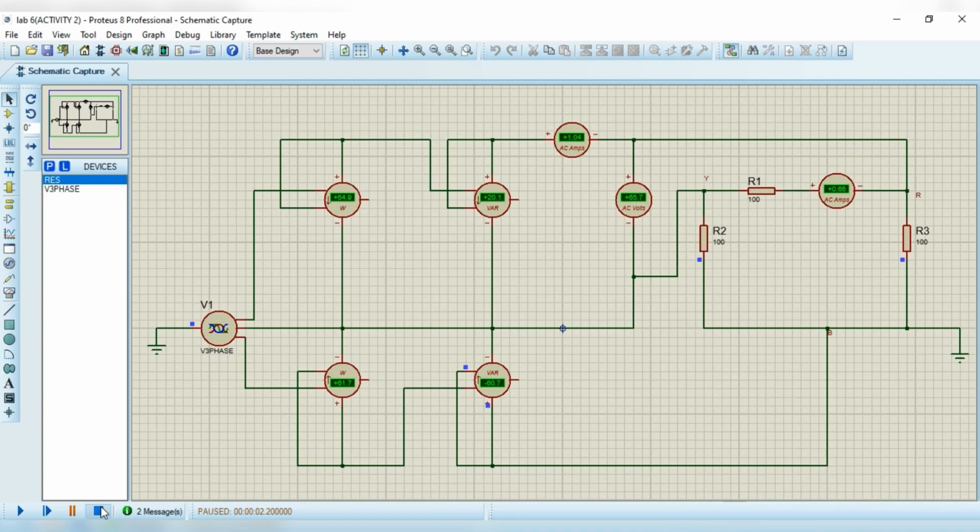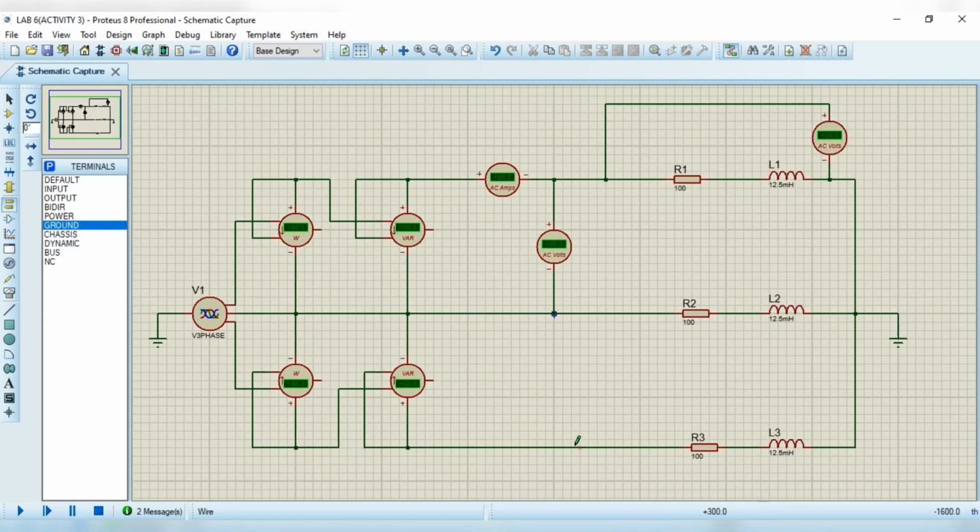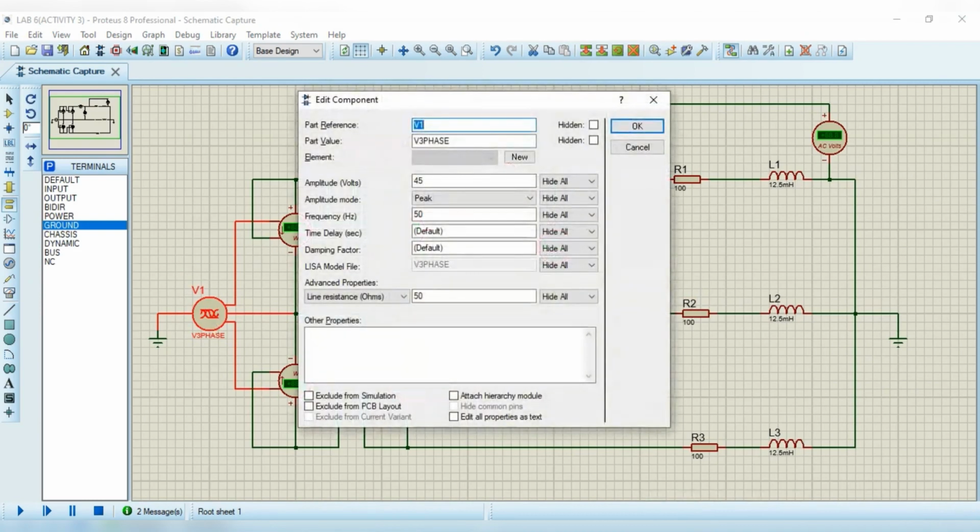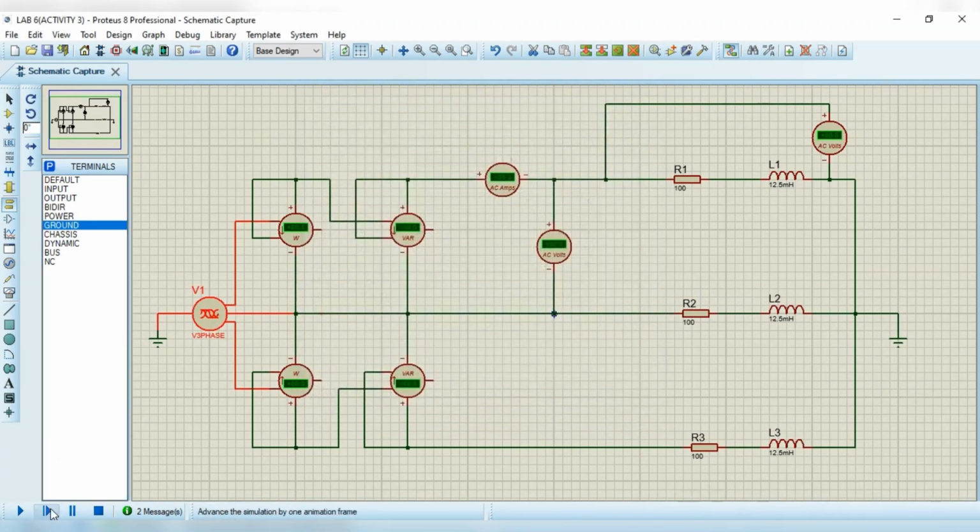Thank you. I would like to present my simulation lab for activity 3. Okay, first of all, for our V phase, the value is 45 volt. Okay, then we run.